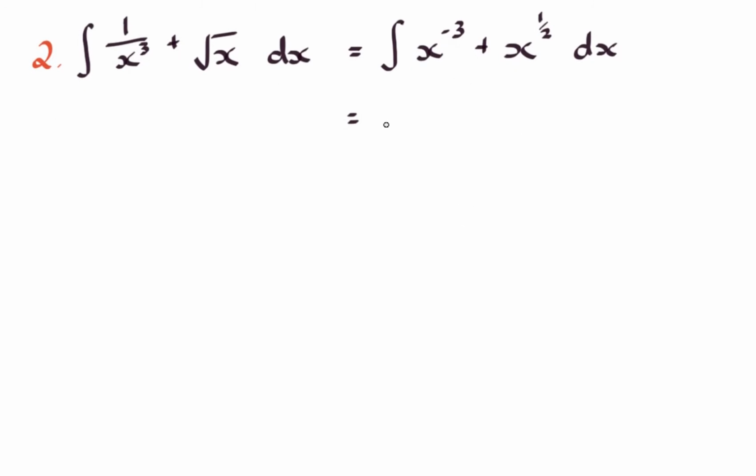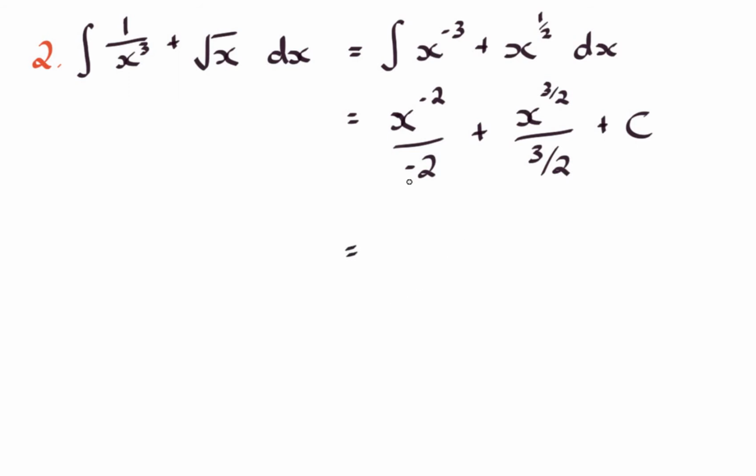Okay, so raising our power by 1, so minus 3 plus 1 takes us up to minus 2, but then putting it over minus 2, there's our first term. Likewise, we're going to raise this by 1, so 1/2 plus 1 is 1.5, but it's usually better to write this as an improper fraction, and then that is over 3 on 2, and then we have our plus c. Let's just tidy up to finish off.